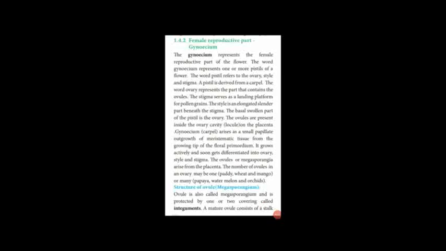Dear students, gynoecium is the female reproductive organ which is present in the flower. The other name of a gynoecium is pistil. The pistil consists of three parts, that is ovary, style and stigma. The pistil is derived from the basic unit called carpel. So this carpel afterwards is modified into seed.